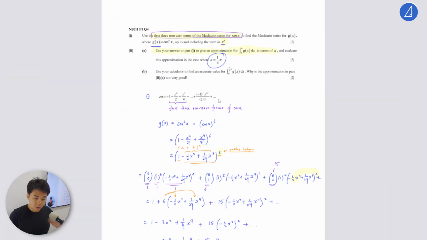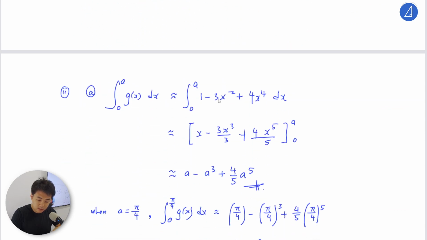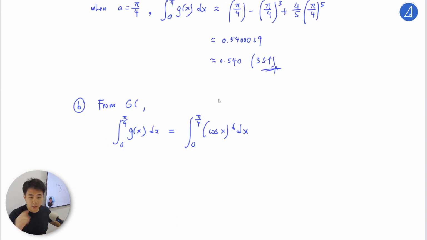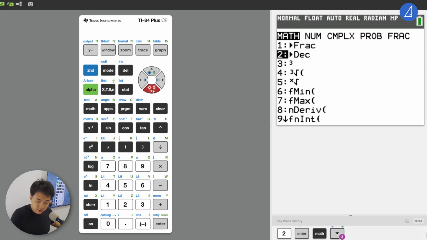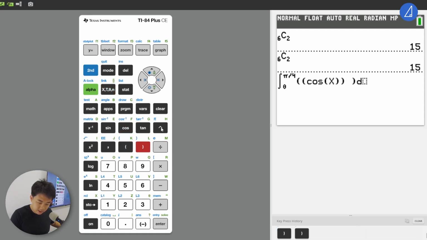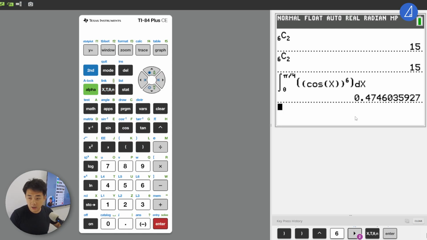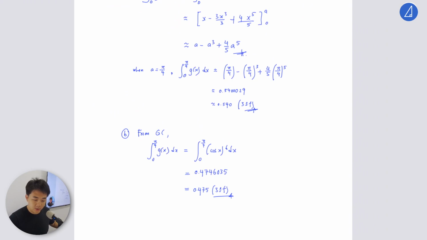Now use your calculator to find the accurate value of this integral. You want the accurate value, right? So you just press math, then the integral function, number 9, then go from 0 to pi over 4. Then you put this as cosine x to the power of 6. You just want to evaluate the number here. So this is 0.475.